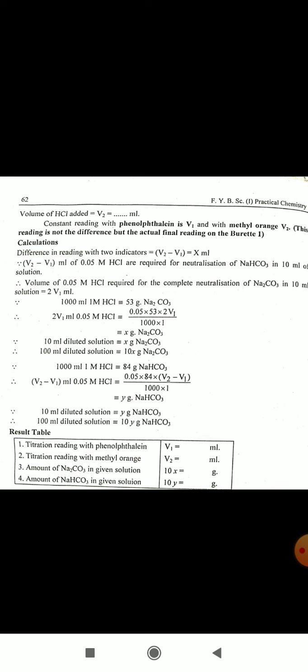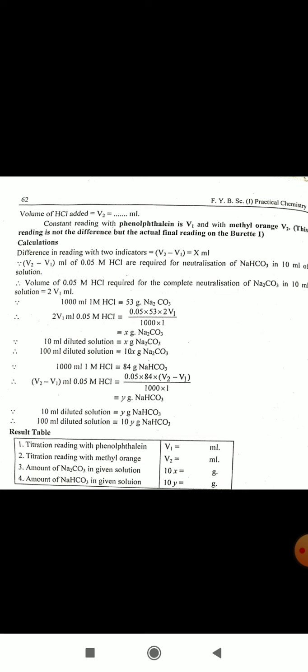1000 ml of 1 molar HCl is equal to 53 gram of Na2CO3, so 2 V1 ml of 0.05 molar HCl is equal to 0.05 × 53 × 2V1 / (1000 × 1). This is the calculation: it gives x gram of Na2CO3 in 10 ml of diluted solution, so for the 100 ml solution multiply x by 10.